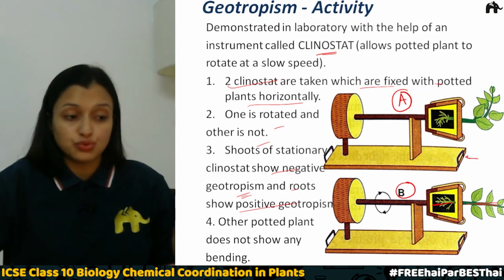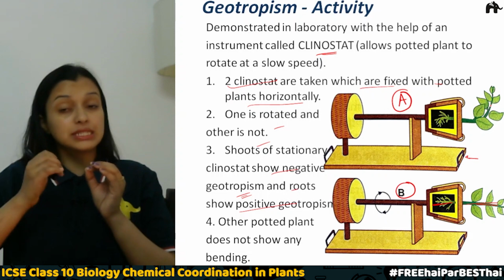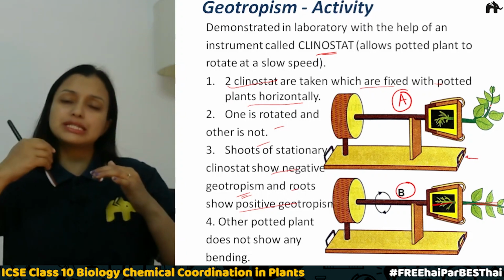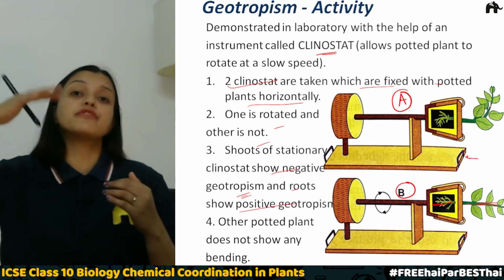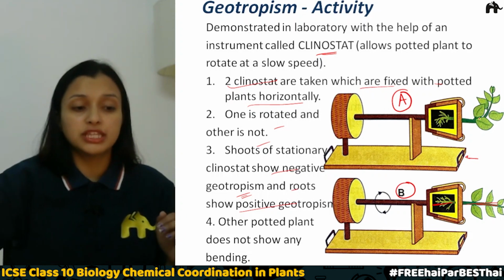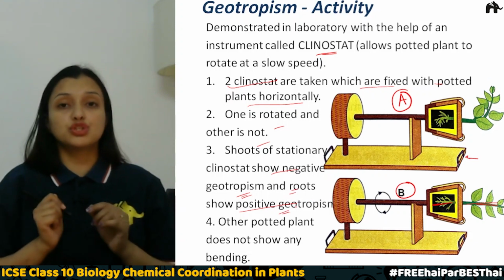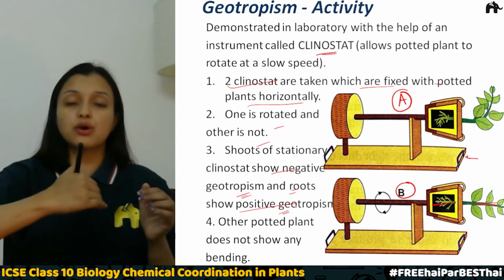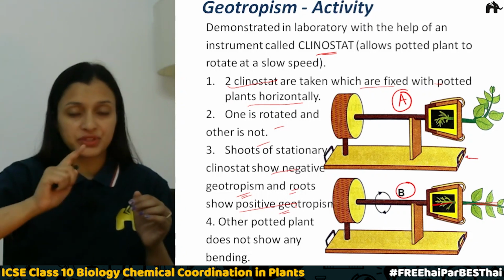So these are the shoots which show negative geotropism. Since they are negatively geotropic, this means they will move away from gravity, right? So they will move away from the earth. Clear? So they will move upward, whereas the roots show positive geotropism. So they will tend to move downwards, right? They will turn downward. Correct?